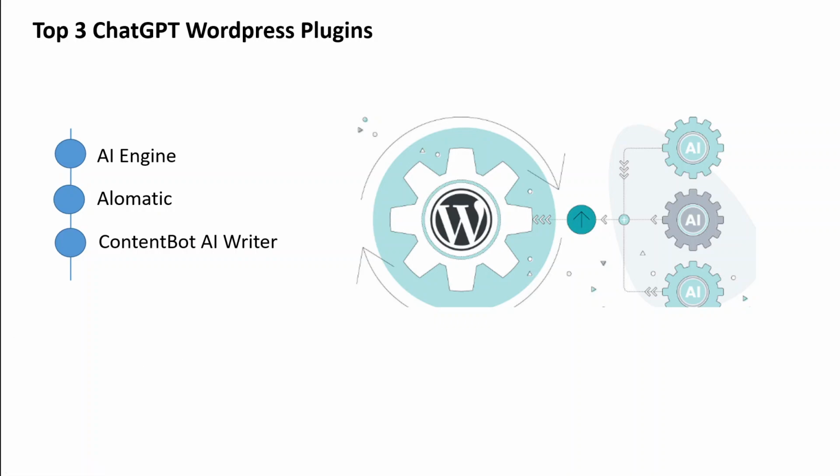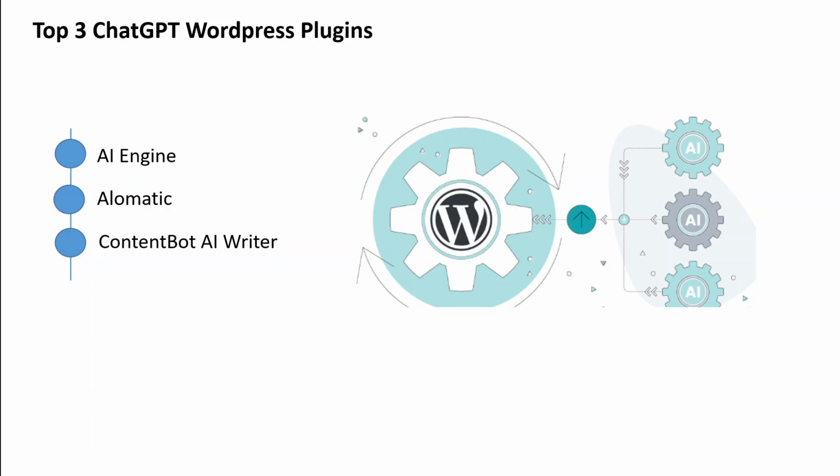Okay, the third and last WordPress plugin for AI is Content Bot AI Writer. It is quite powerful. This plugin connects your site to the AI Writer web app so that you can generate ideas and content within your WordPress dashboard. This Content Bot uses OpenAI's GPT-3 model, and once you have installed the plugin, you'll need to enter your API key to start using it.